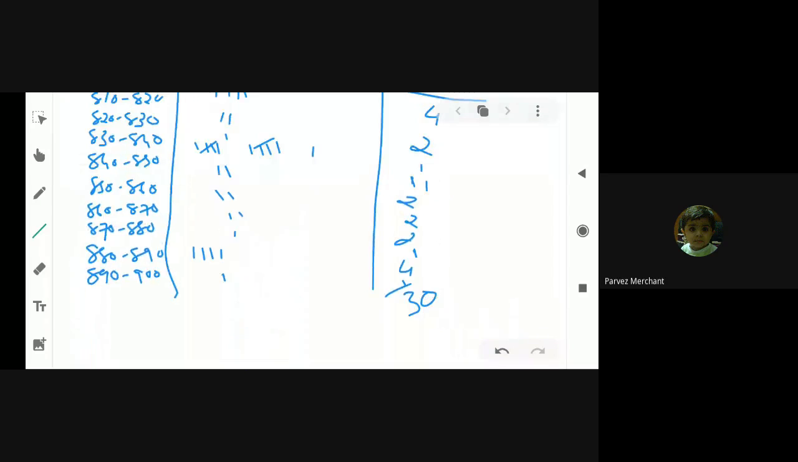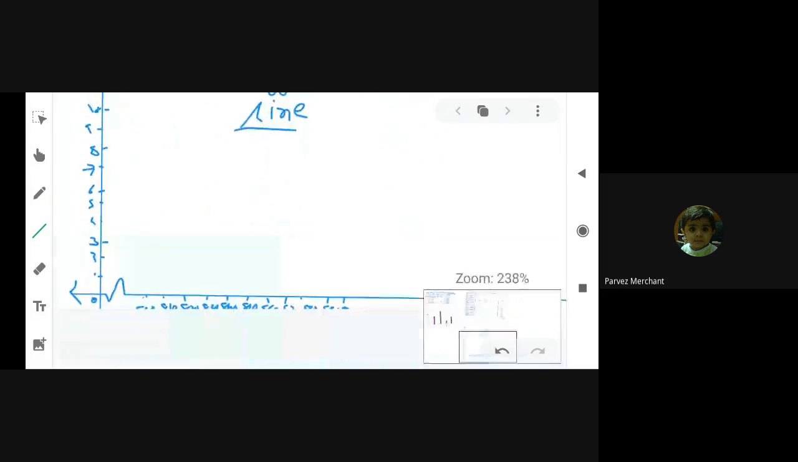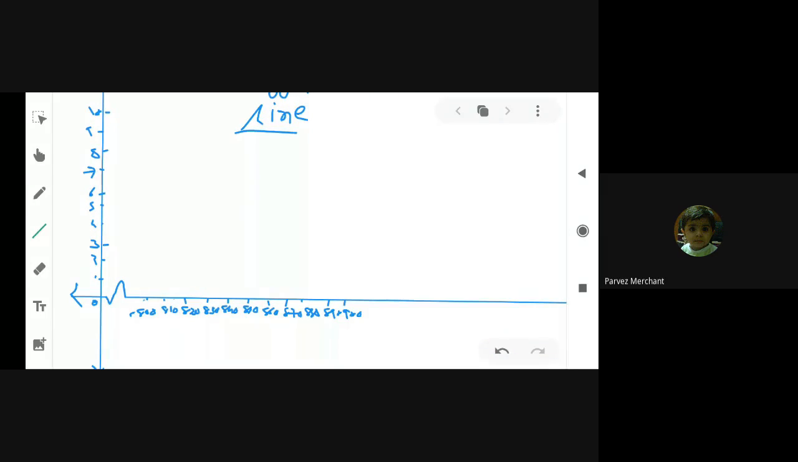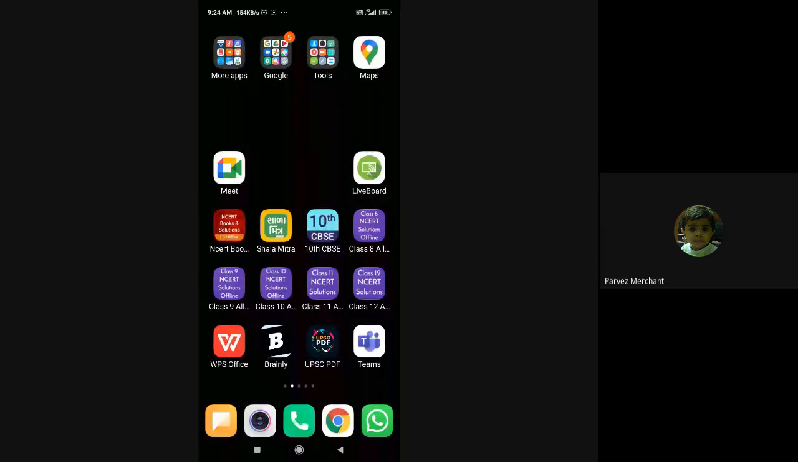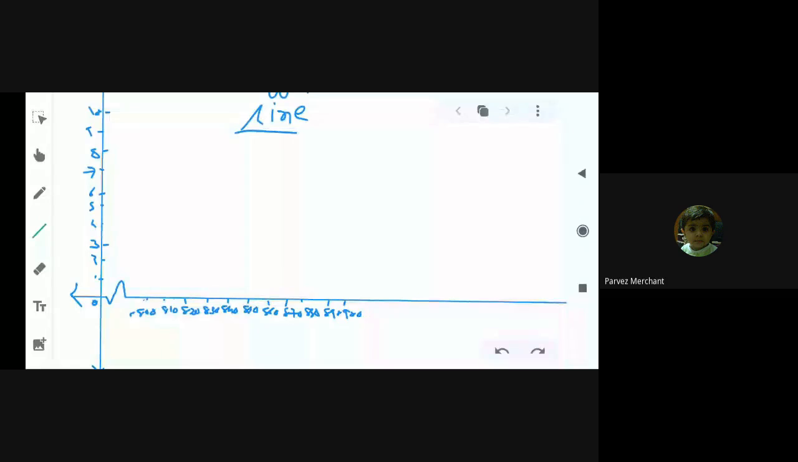હવે આપણી પાસે જે ફ્રીક્વન્સી છે એ ફ્રીક્વન્સી પહેલા જોઈ લઈએ. 4 to 11. Okay, please see here. Between 800 to 810 there are 4 workers. Please see here. Between 800 to 810 there are 4 workers.